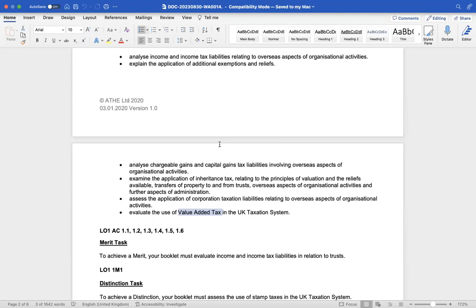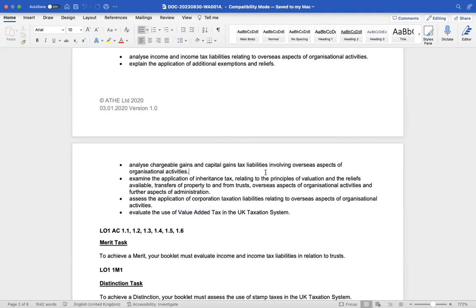Yes, so for merit, to achieve a merit in task 1, you should also evaluate income and income tax liabilities in relation to trusts, discuss how trusts affect income and income tax liabilities, and provide examples to illustrate the tax implications of trusts.